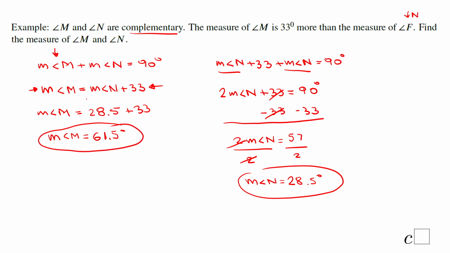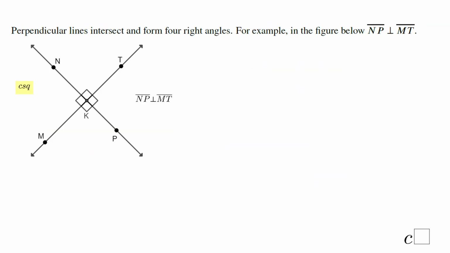Okay, and one more time, if you don't like this statement like this, you can call them x and y and write the equation using these classic variables. Let's take a look at the next part of the lesson. We talk about perpendicular lines here. Perpendicular lines intersect and form 4 right angles. You see here in this picture, this is the statement, line NP perpendicular to line MT, and you see these 4 right angles, 4 boxes, right?